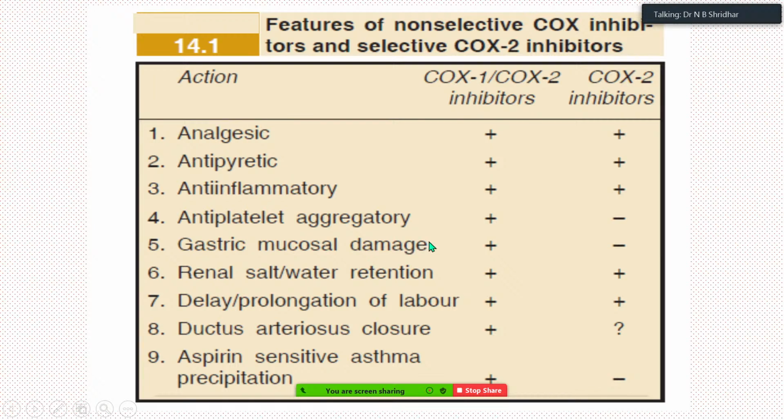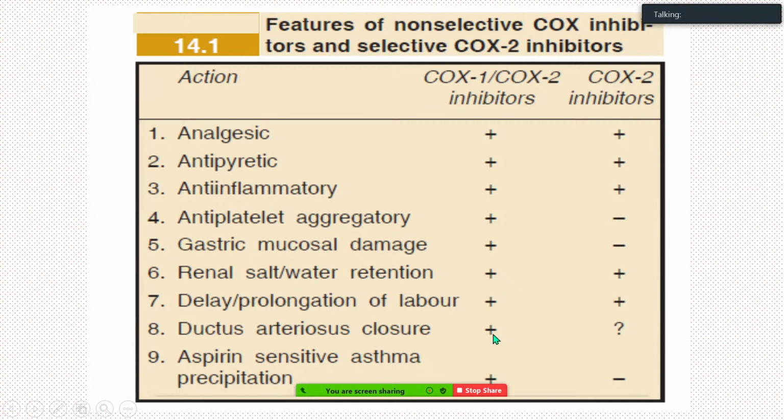Of course, the antiplatelet activity is stopped by the COX-1 inhibitors, whereas COX-2 inhibitors do not have antiplatelet aggregatory activity, whereas the COX-1 and COX-2 inhibitors have all these properties. Gastric mucosa damage occurs with COX-1 and COX-2 inhibitors, since PGI2 is involved in the production of the gastric mucosa or mucin. The renal salt and water retention is caused by COX-1, whereas COX-2 inhibitors are very less frequently involved.